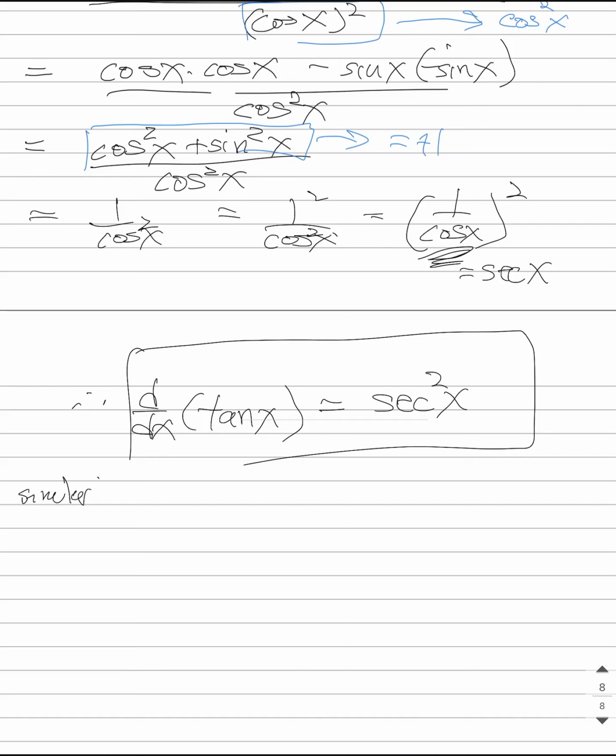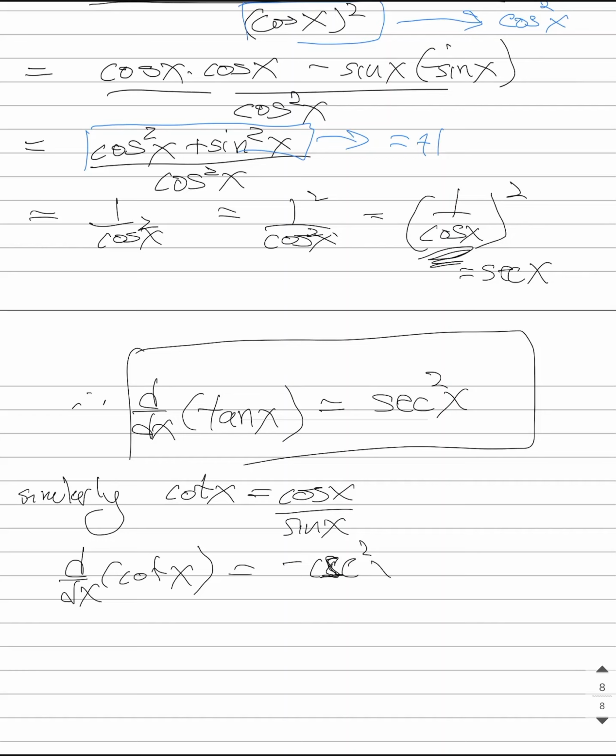Now, similarly, the cotangent function is defined as cos x over sine x. And if you use the quotient rule again, and you go through exactly the same steps, the derivative of cotangent is going to be negative cosecant squared of x. And cosecant squared of x is defined as 1 over sine squared.